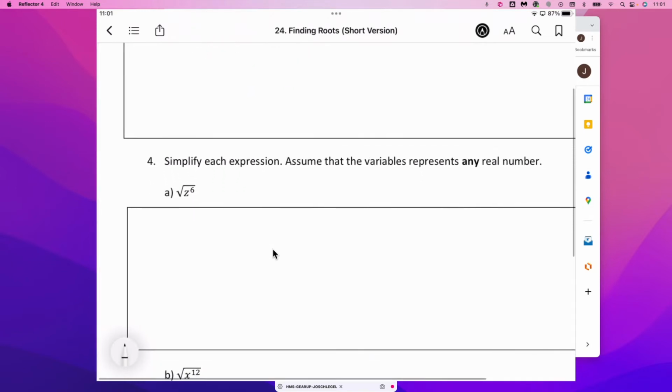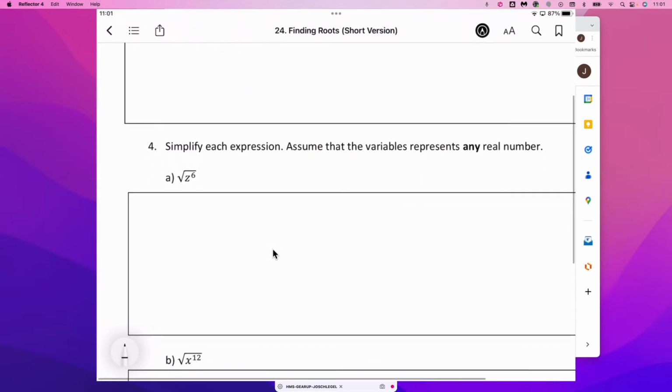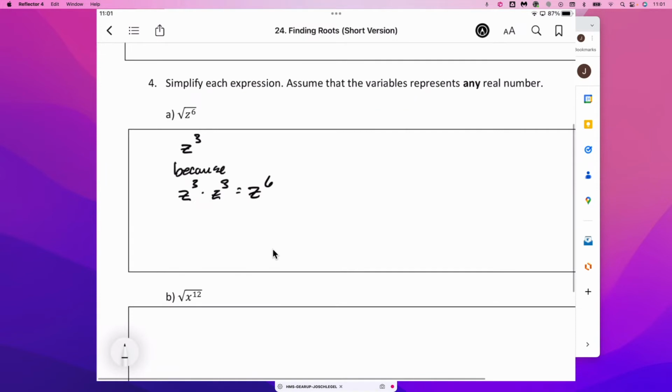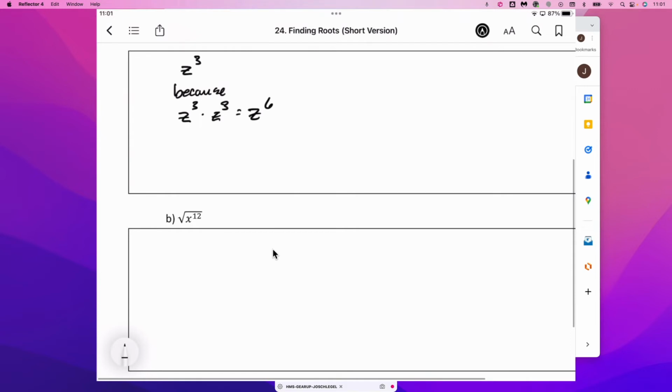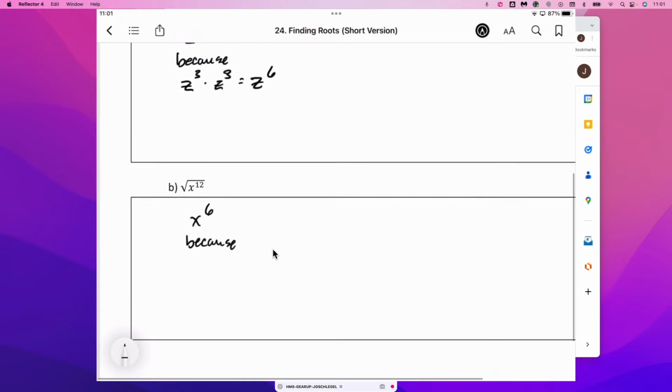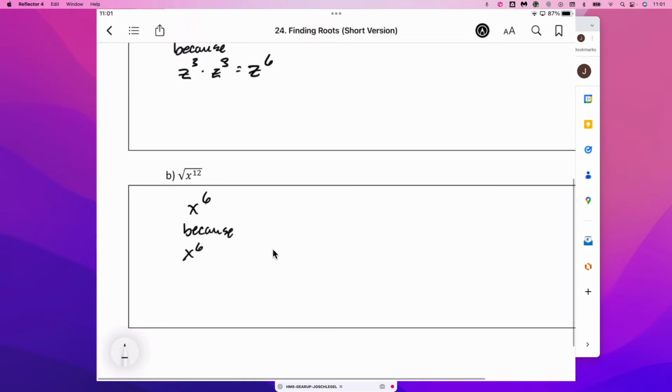Next, we have square root of z to the 6th. So again, very simply, z to the power of 3, because z to the power of 3 times z to the power of 3 is equal to z to the power of 6. Alrighty, on to the next piece. We have x to the 6th, because x to the 6th times x to the 6th equals x to the 12th.